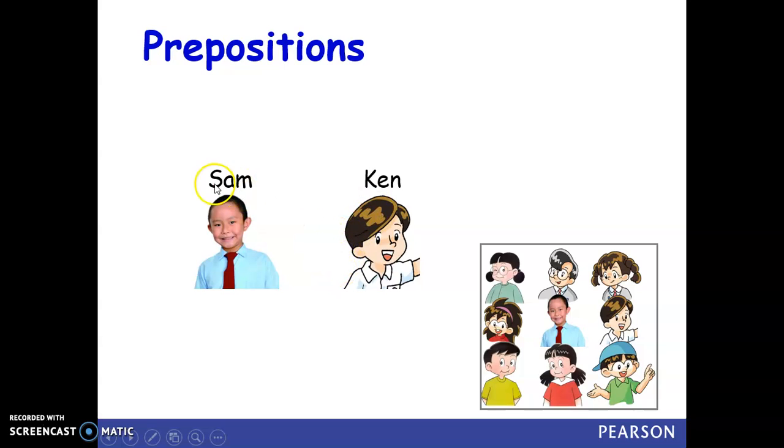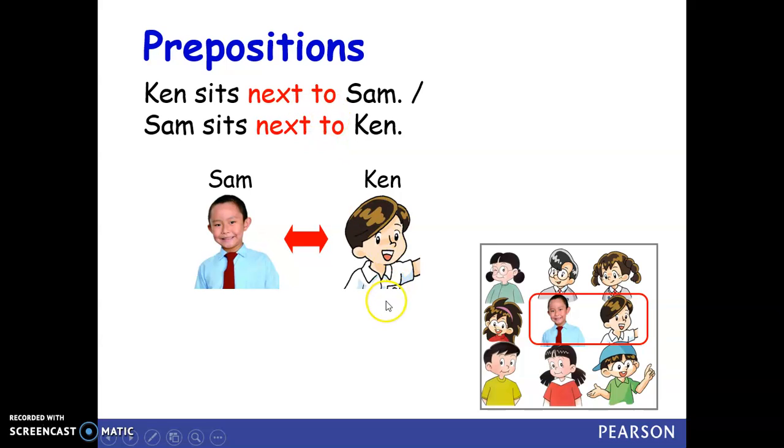Okay, let's look at a few more examples. So this is Sam and this is Ken. And let's see how they are sitting. See if you can guess. Do you have any idea? Where do you think they are sitting? If you said next to, then good job, you are correct. We can say Ken sits next to Sam. And we can also say Sam sits next to Ken. So next to means they are just close by each other.